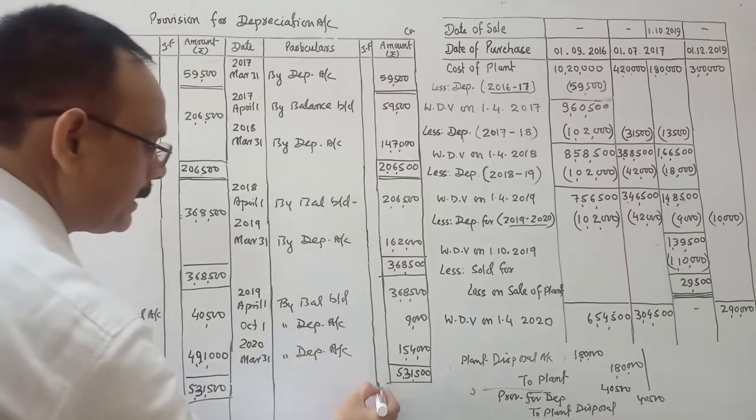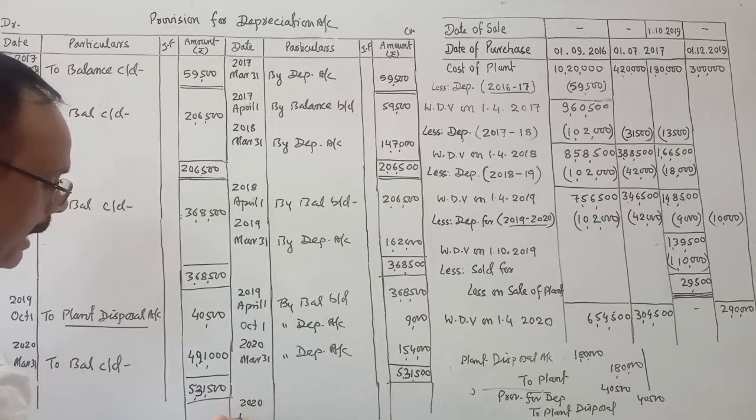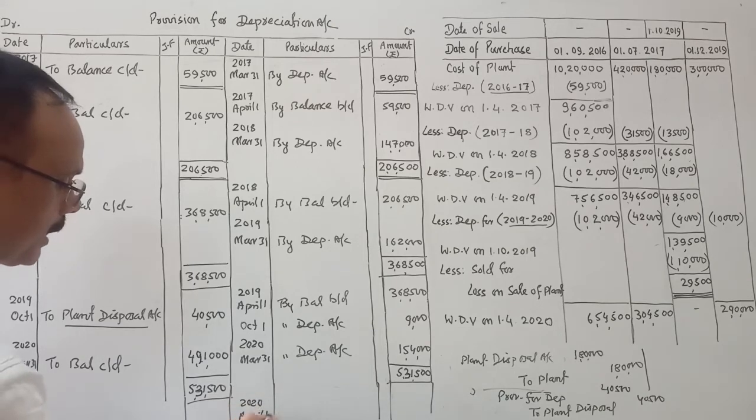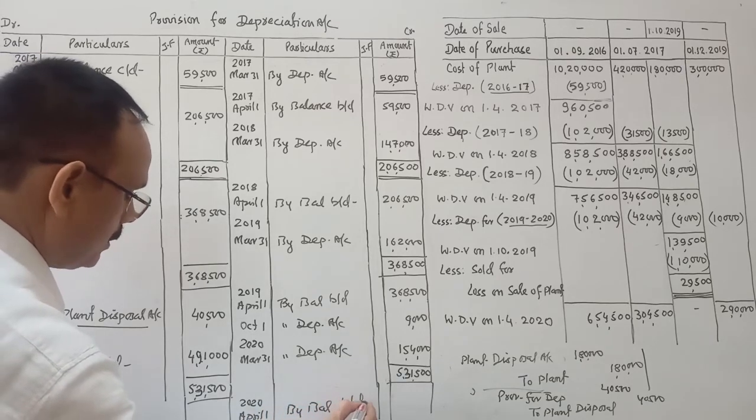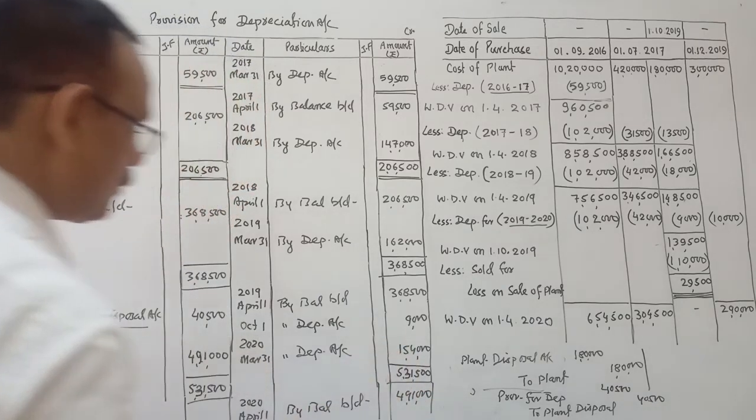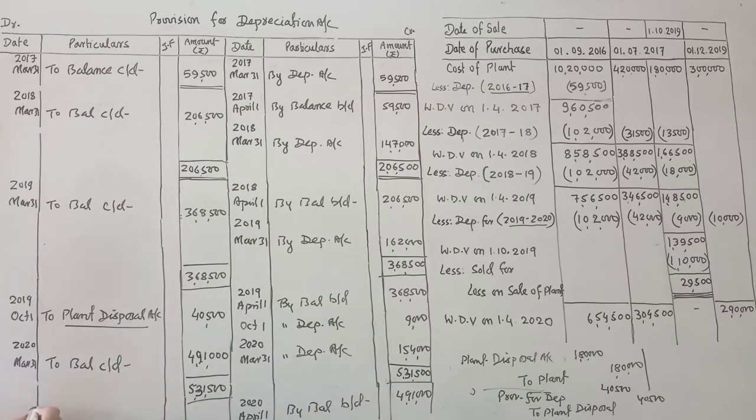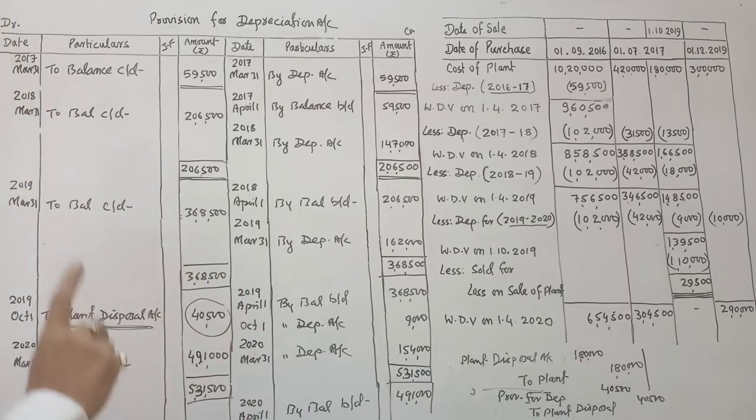In the next financial year, on April 1st 2020, by balance brought down, that is 4,91,000. This balance will be brought down on the first day of the next year. Is it clear? For the plant disposal account we will prepare a separate ledger. Now the next ledger is the plant disposal account.